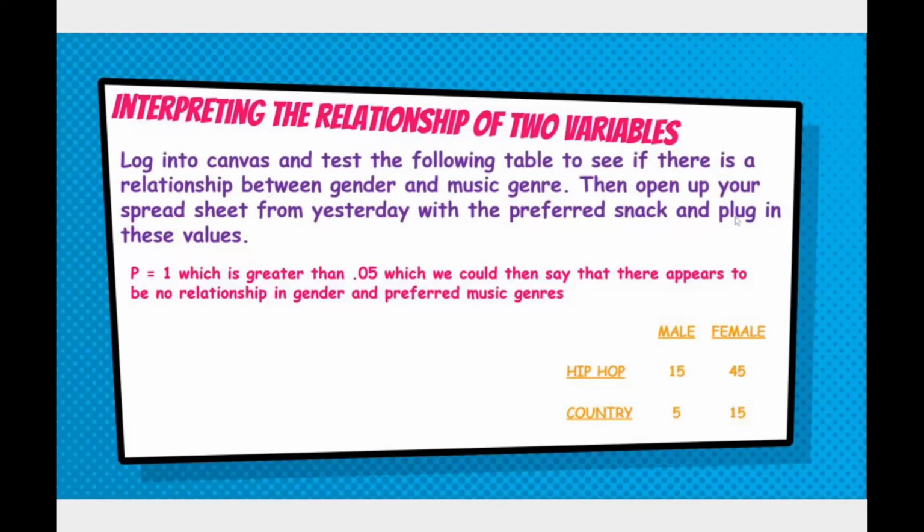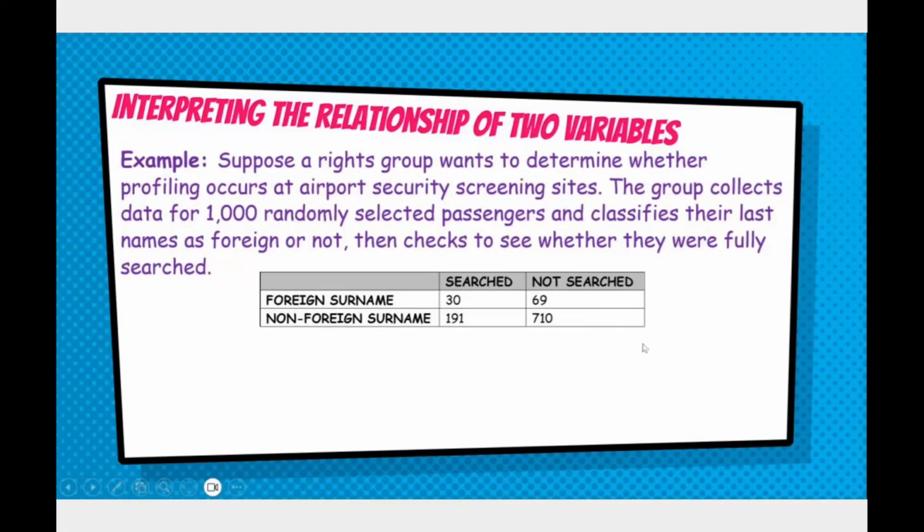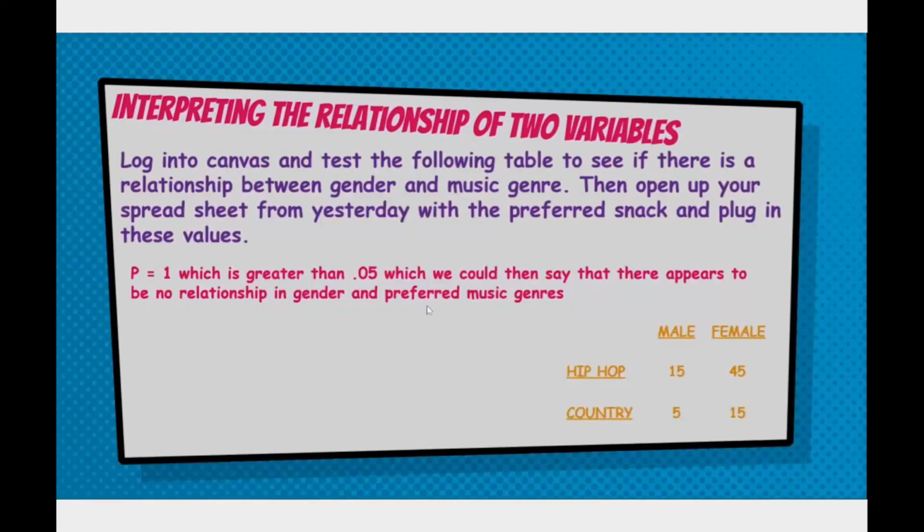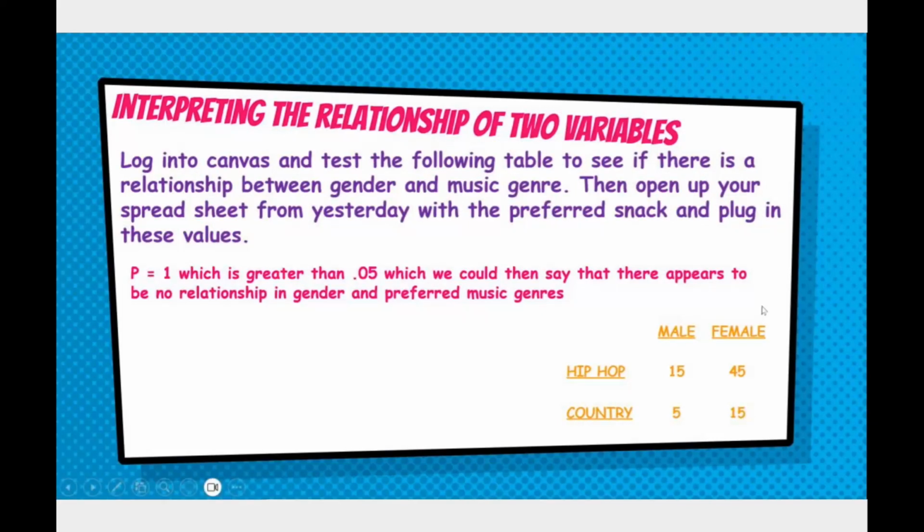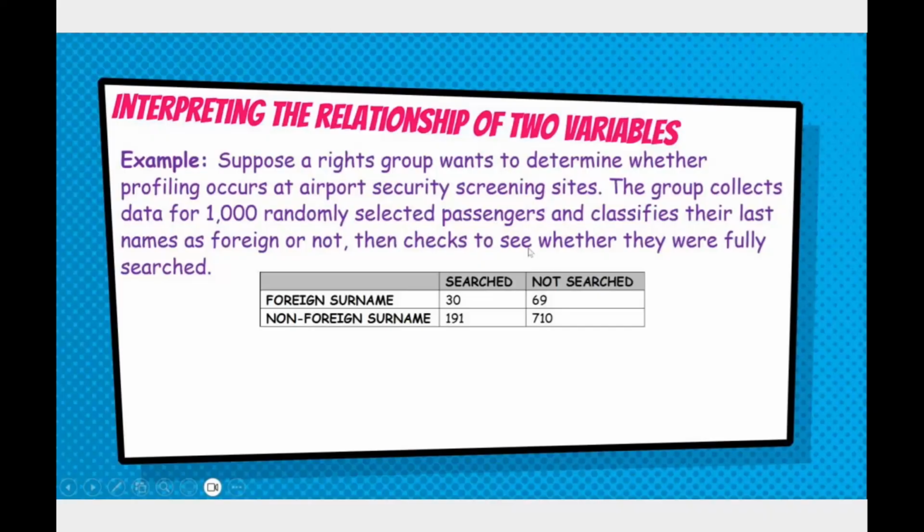So let's go back over here. Okay. So our p equals 1, which is greater than 0.05. So we would say there appears to be no relationship between gender and preferred music genres. This is the last component that you're going to have when you start your project. Let's do a couple more examples.